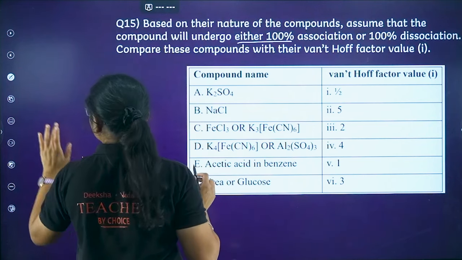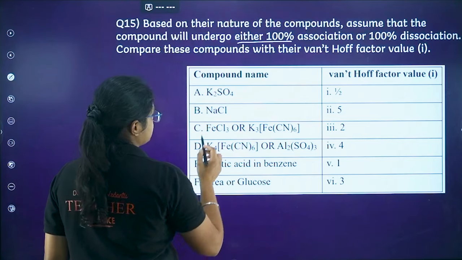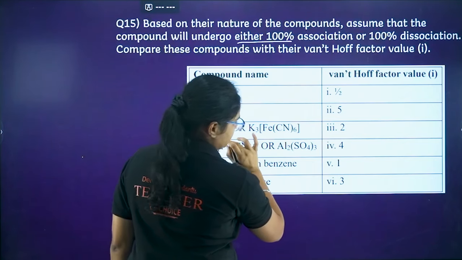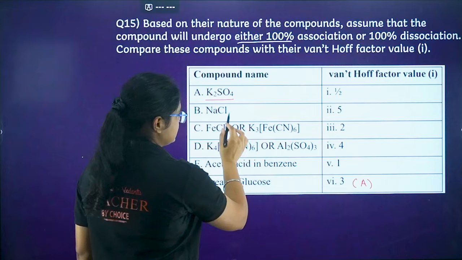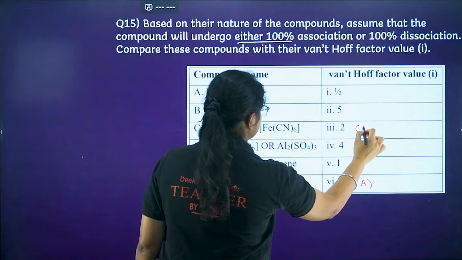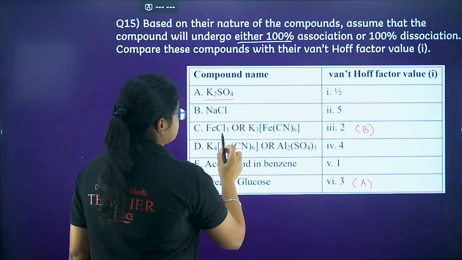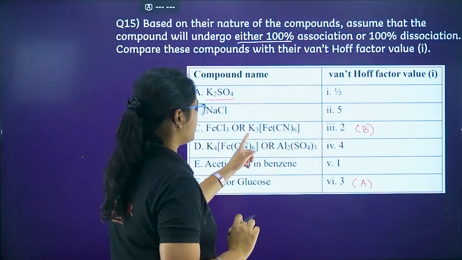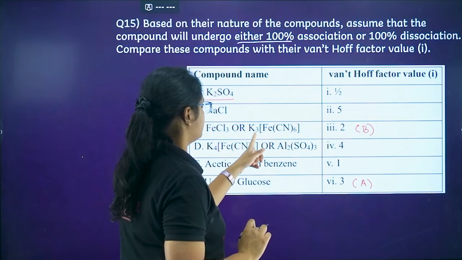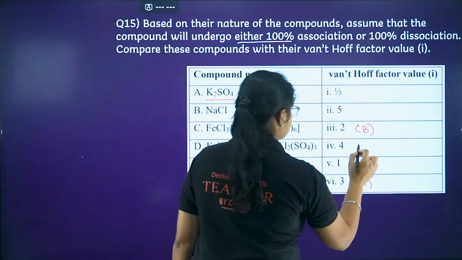So see, K2SO4 will completely undergo dissociation, so you will get 2 plus 1, 3. So this one is A, I'm writing here. Next, NaCl will also undergo dissociation, so this is B. Next, FeCl3 or K3FeCl6. Here also it will undergo dissociation. You will get 4 ions here, so that is your option.